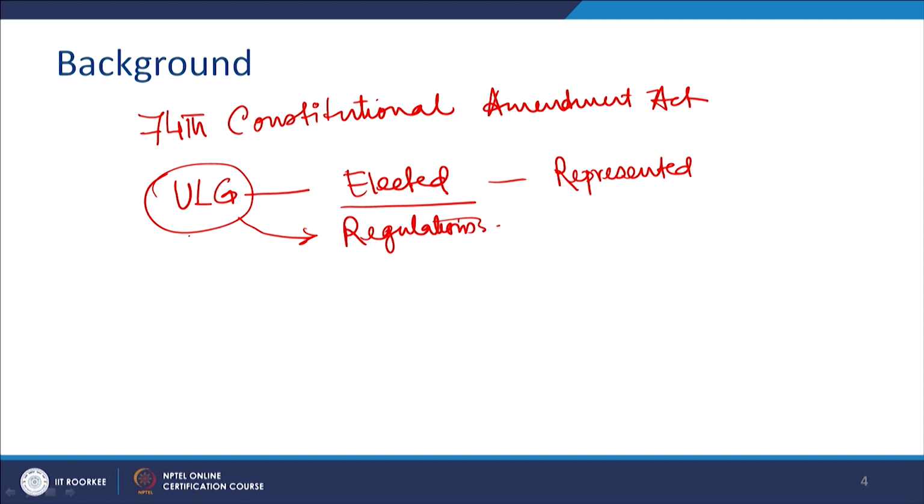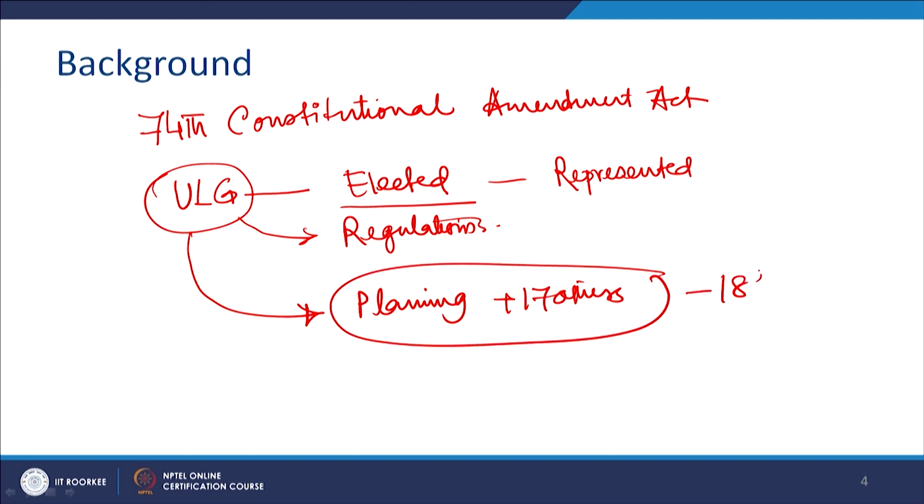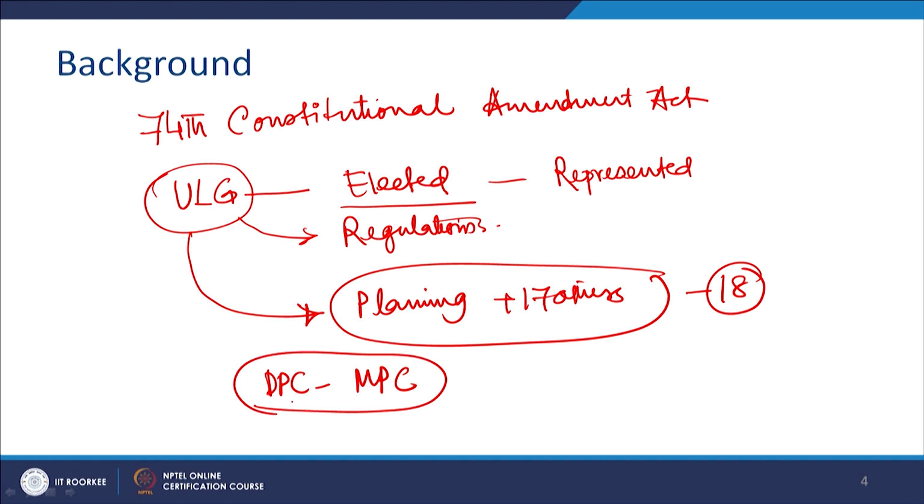and not only that, it will function as the planning authority plus 17 other functions, a total of 18 functions. It is mandated, and it is mentioned that DPC and MPC will be very important organizations in doing the planning of the overall larger areas in a geographical context. Now, as per the Constitutional Amendment Act, it is also important to transfer all these provisions to the state level act. So, we will see how it is transferred.